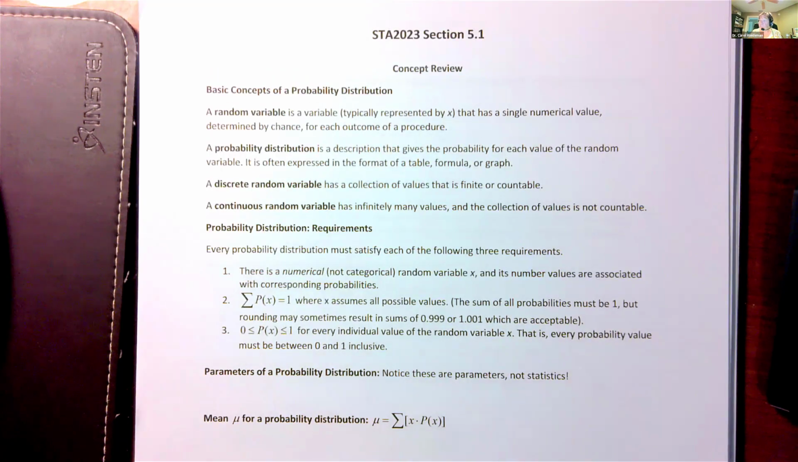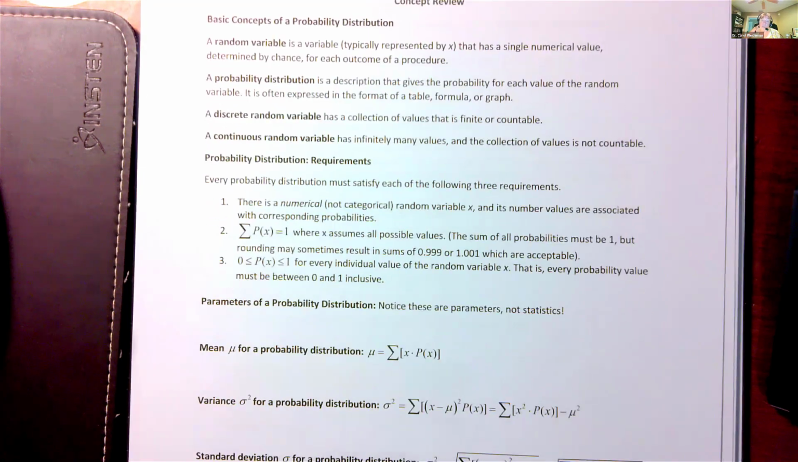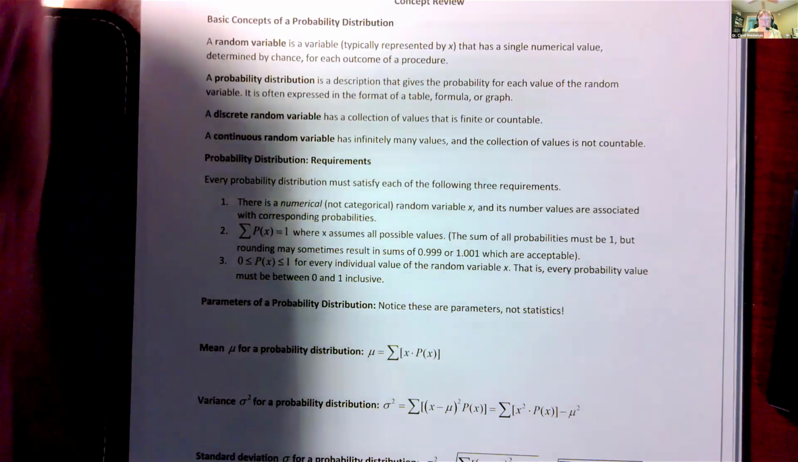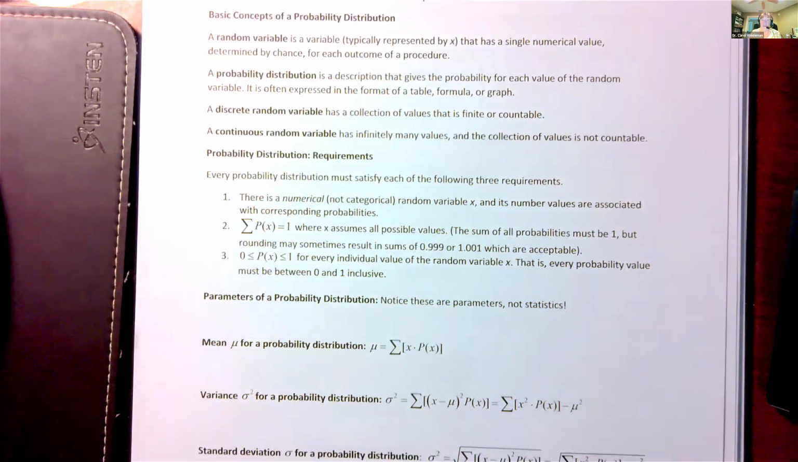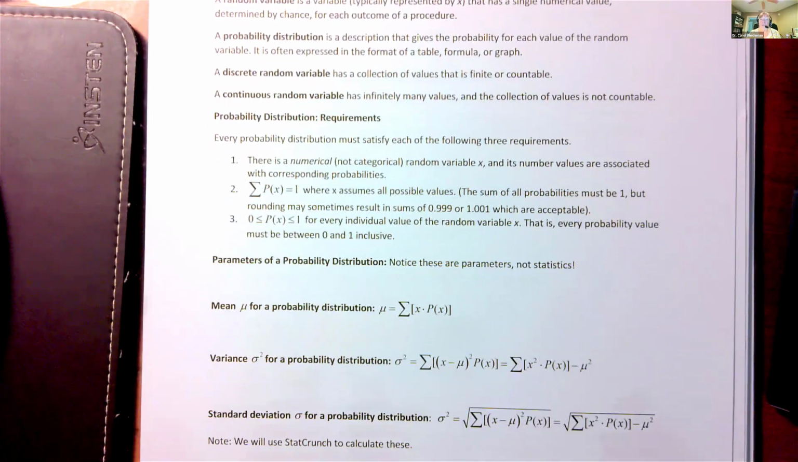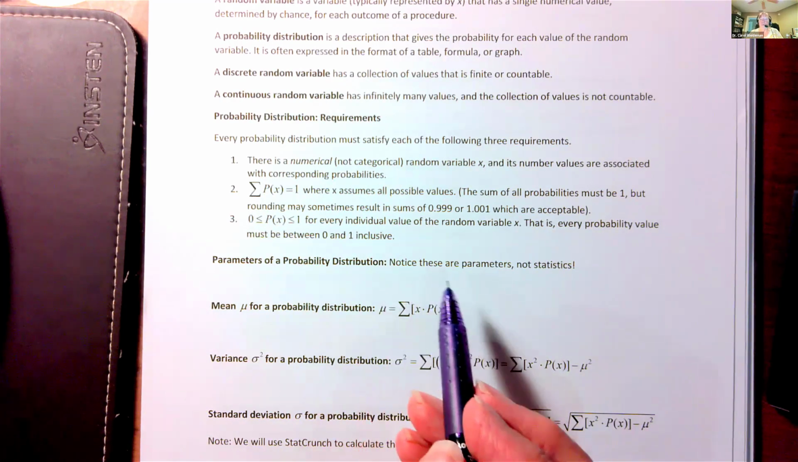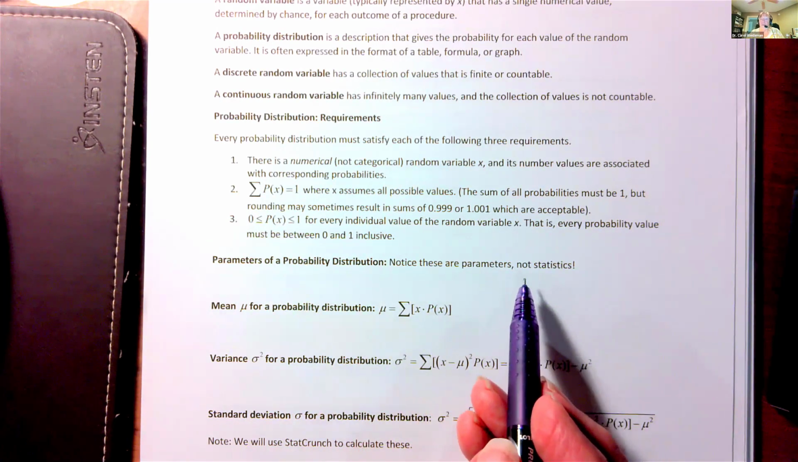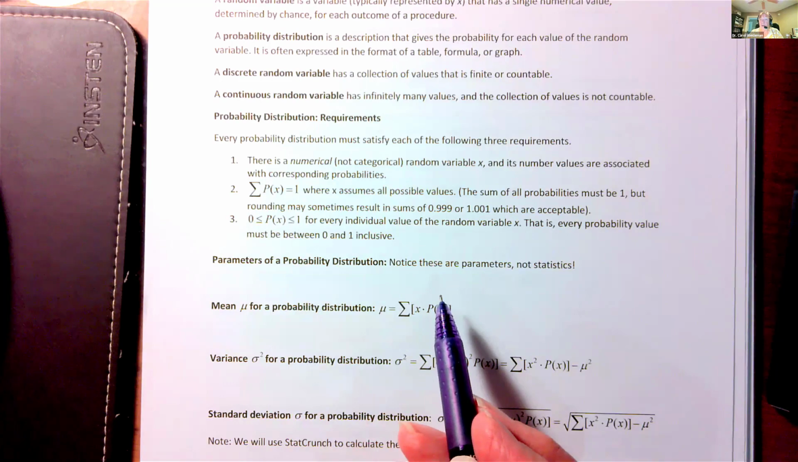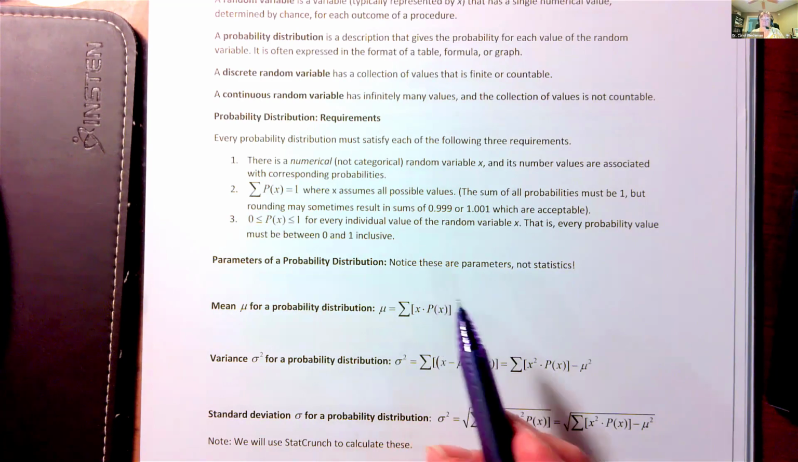And then finally, each probability has to be between 0 and 1. So sort of like what we learned about with probability. That's why this goes along with the last section. The parameters of a probability distribution, now these are parameters and they're not statistics because we're talking about a distribution. We're not talking about a sample, we're talking about a distribution.